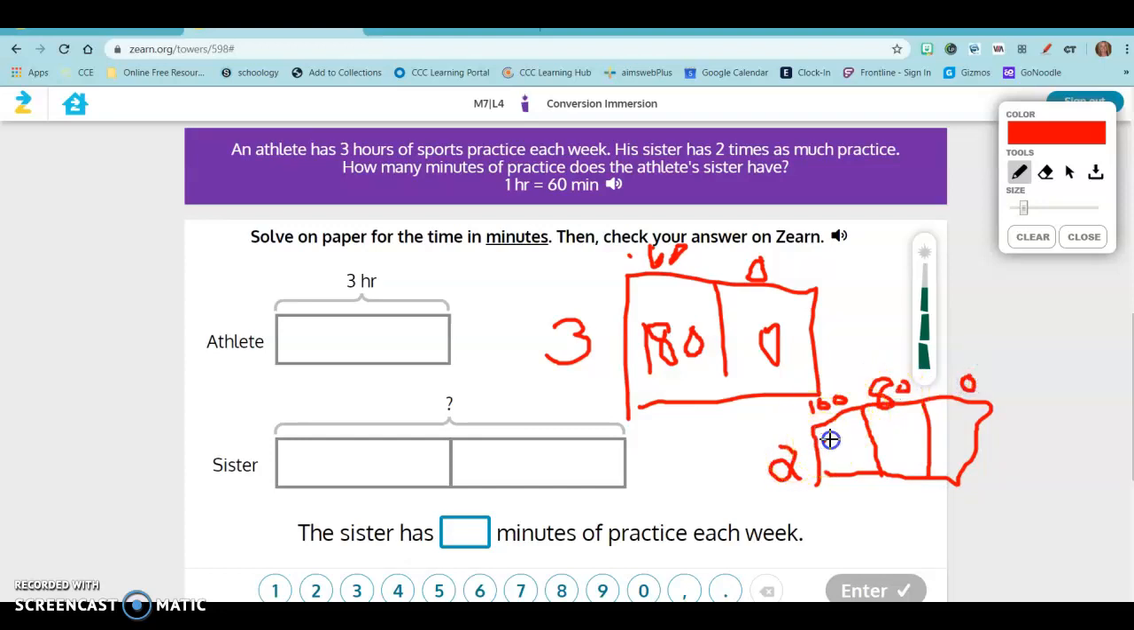Okay, 2 times 1 is 2. Add your 0s. 8 times 2, 16. Add your 0. And then 2 times 0 is 0. Then you're going to add these 3 numbers together.